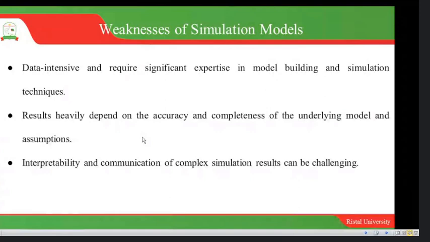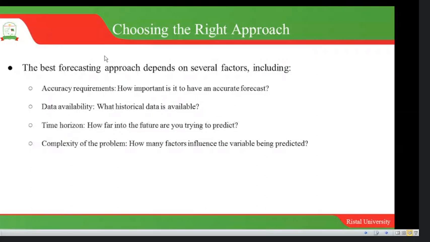It is going to depend on several factors, for all the approaches that we have talked about. Number one, it is going to depend on accuracy requirement. What do we require in terms of accuracy? How important is it to have an accurate forecast? Of course, nobody wants to be making forecasts that are very inaccurate. And then also we need data availability. That's why I was mentioning that.